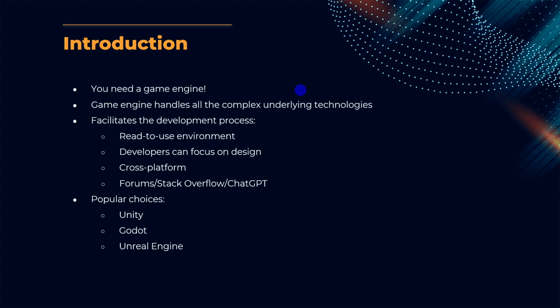Besides that, a game engine already has all of the underlying, very difficult mechanisms implemented. For example, physics, rendering, lighting, all of these, the game engine is going to handle for you. So it facilitates the development process. It gives you a ready-to-use environment, such that you can focus on designing the game rather than trying to figure out what the kinematic equation for velocity is. That's not important for you.